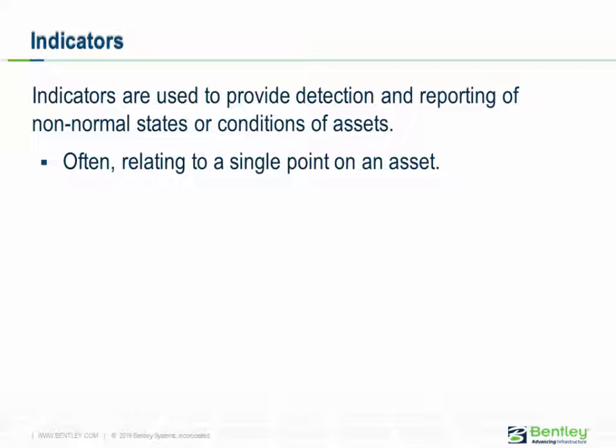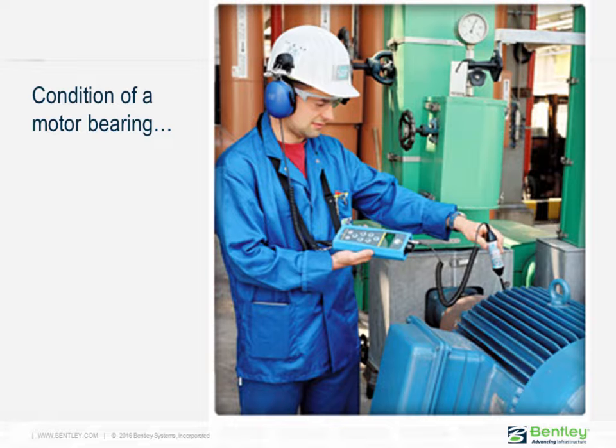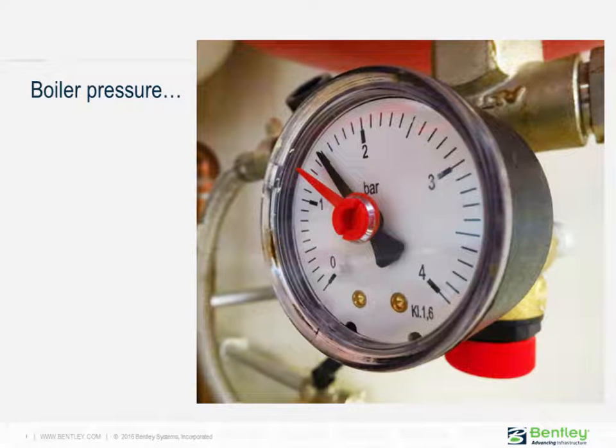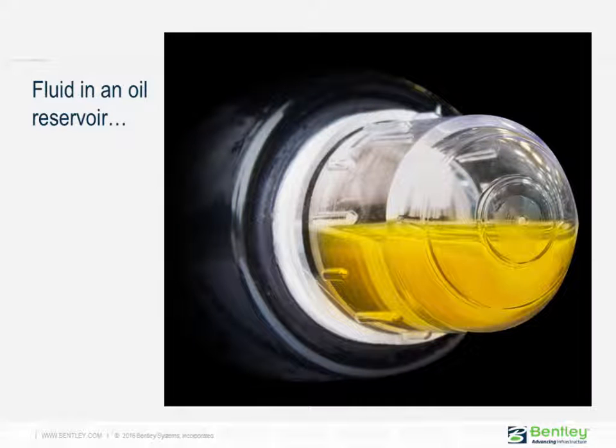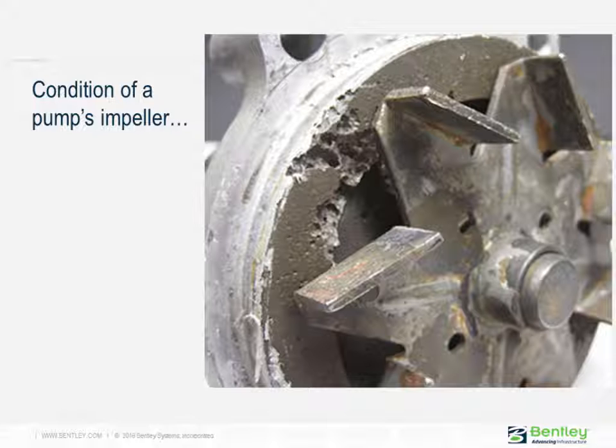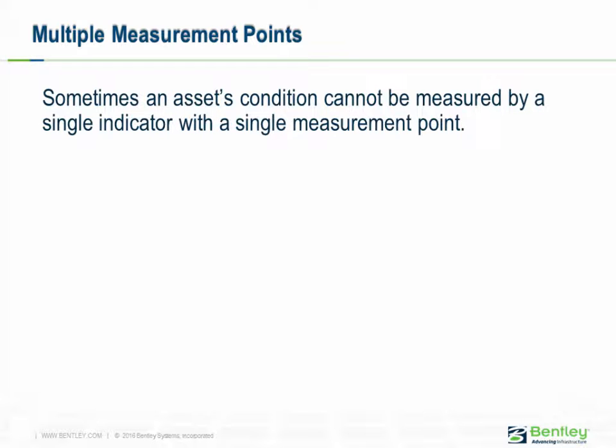Often, indicators relate to a single point on an asset, such as the condition of a motor bearing, a boiler's pressure, the amount of fluid in an oil reservoir, the condition of a pump's impeller, etc.